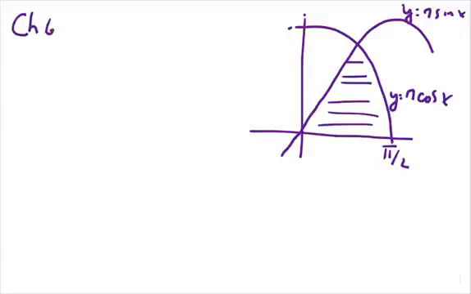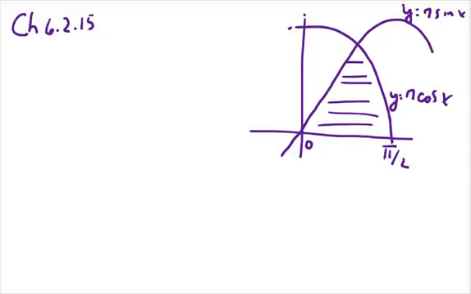This is a problem from chapter 6.2, and its ID is 15. You've got two functions, y equals 7 cosine x and y equals 7 sine x. The region of interest goes from x equals 0 to pi over 2.